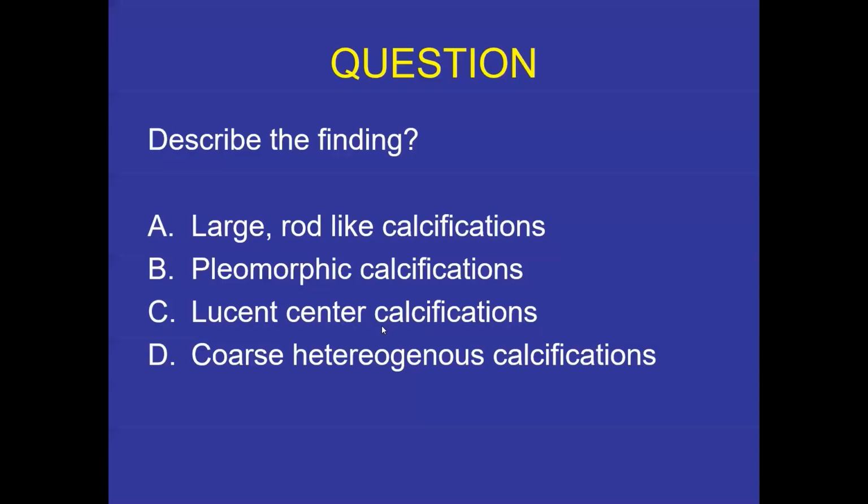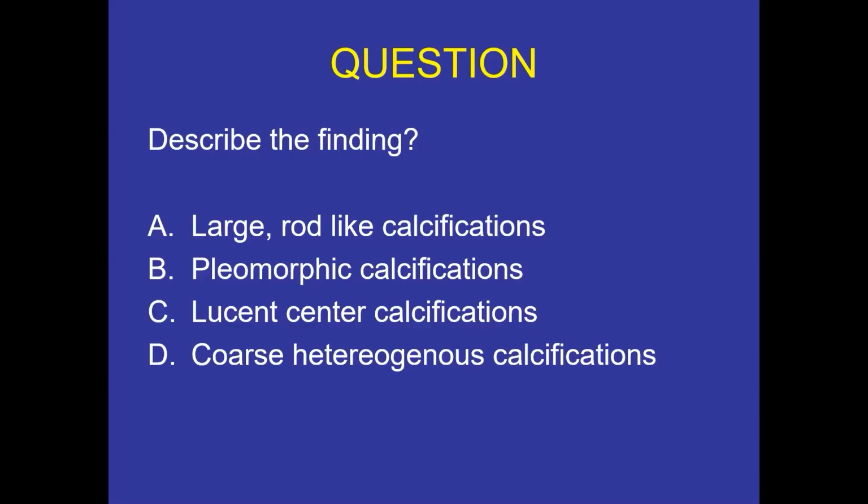So I want to go over the answers. So these are not large rod-like calcifications, right? Large rod-like calcifications describe secretory calcifications, and they're usually emanating from the nipple. It's benign, it's caused by plasma cell mastitis, and you usually see them symmetric and again radiating from the nipple. We just talked about pleomorphic.